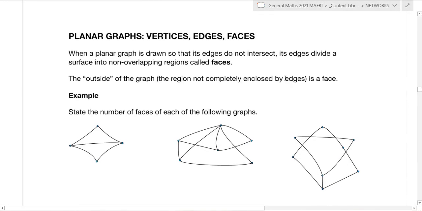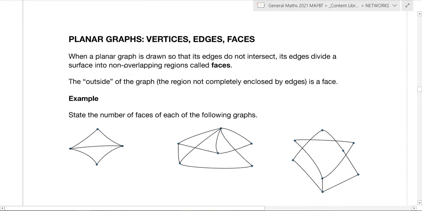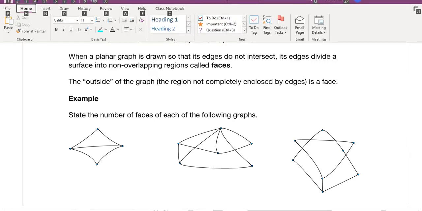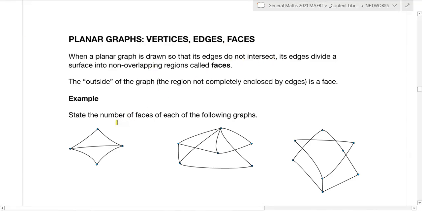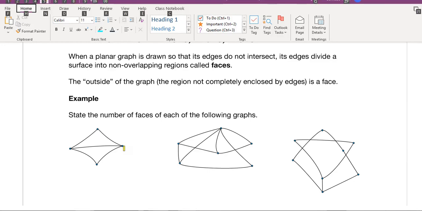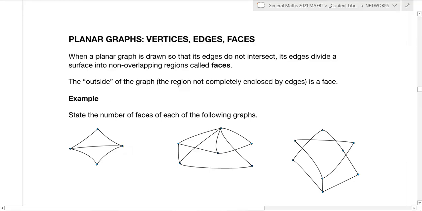Planar graphs, vertices, edges, faces. If a graph is planar and drawn so that the edges do not intersect, its edges will divide the surface into non-overlapping regions called faces. So basically, when you get a planar graph, the lines create faces on the graph. One thing to remember, and a lot of people forget this, is that the outside of a graph, the region not completely enclosed by edges, is considered to be a face. So the area outside of the graph is also a face.